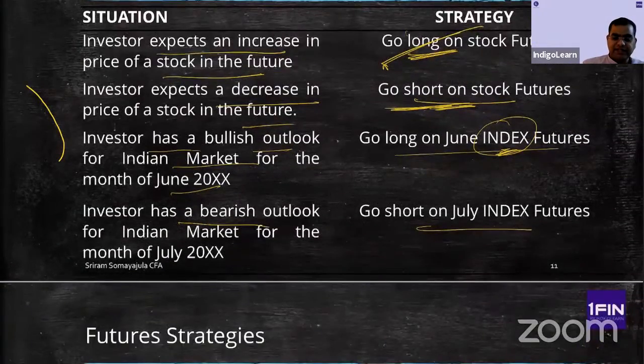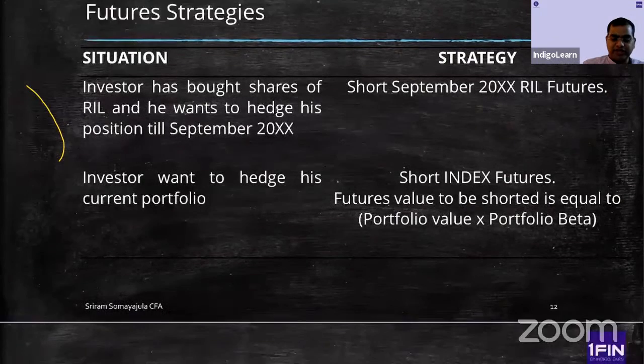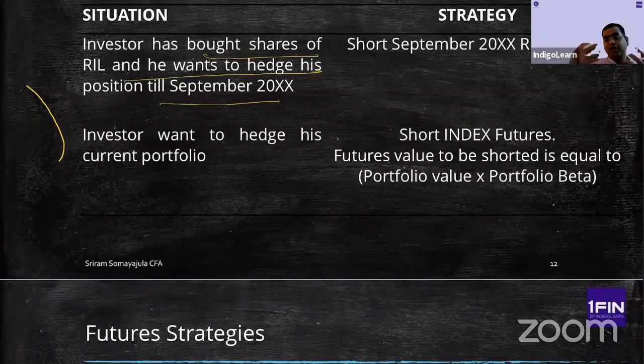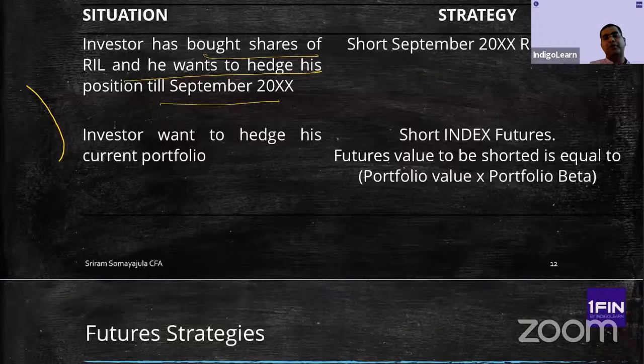In the same way, if the investor has bought shares of RAL and he wants to hedge his position, then if you have already purchased, what is the kind of loss that you will face? See, I have already purchased something. What is the loss that I will face? I will face a loss if the price goes down. Correct? If I face that loss, how will I hedge? Hedge means mitigate. How will I mitigate that risk? I will mitigate that risk by entering into a counter or opposite kind of contract. I already have the asset. Now I will agree to sell it at a future date at a price that is determined today. So you will basically short. You will short September futures.